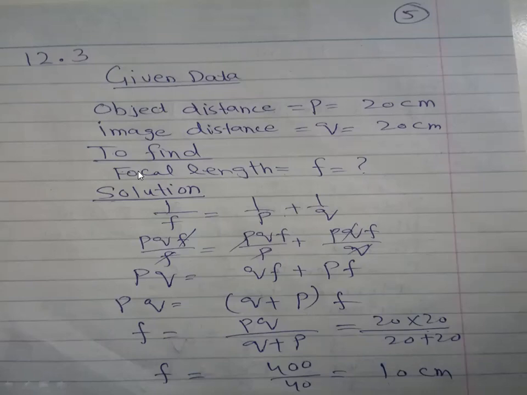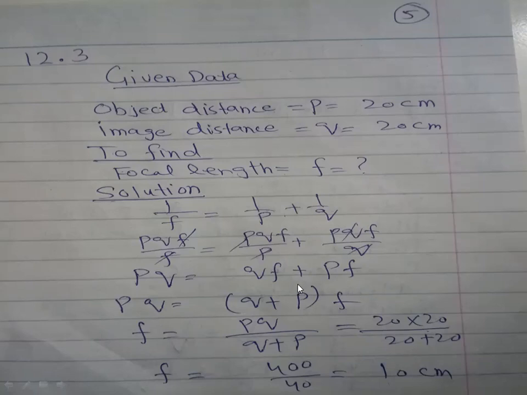In this numerical, we are required to find the focal length, which is denoted by small f. I use the formula called the mirror formula: 1 over f is equal to 1 over p plus 1 over q. Multiplying both sides with pqf, f is cancelled with f, p with p, and q with q. What is left? pq is equal to qf plus pf. Taking f common from both expressions, f times (q plus p).